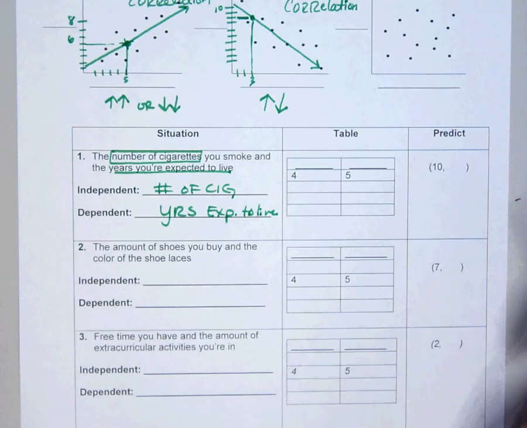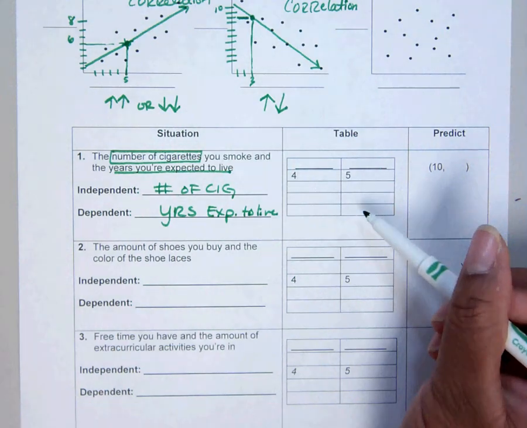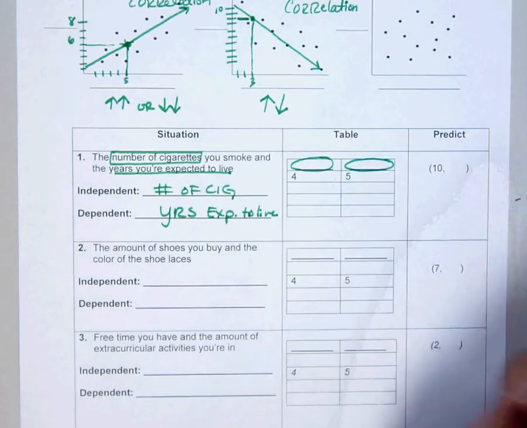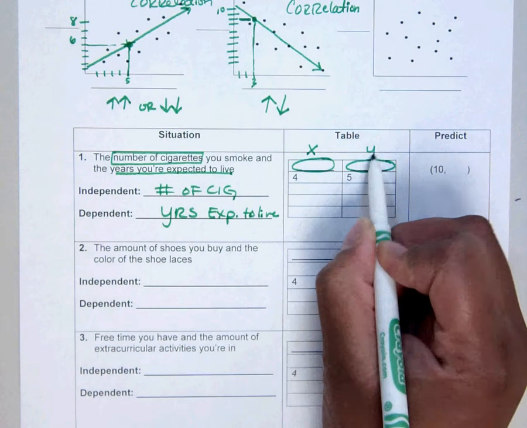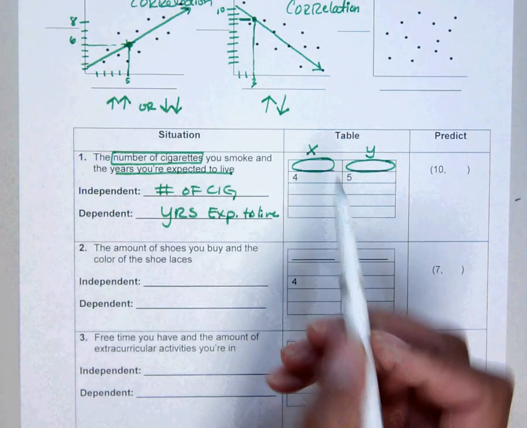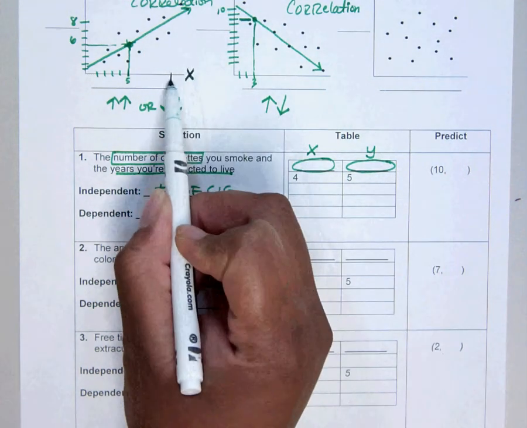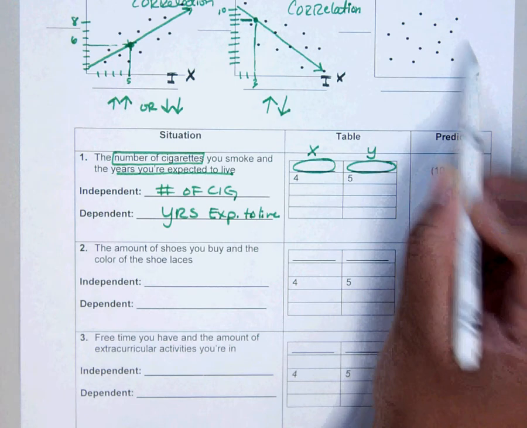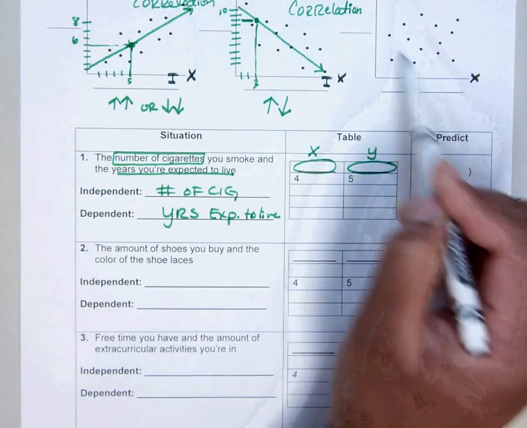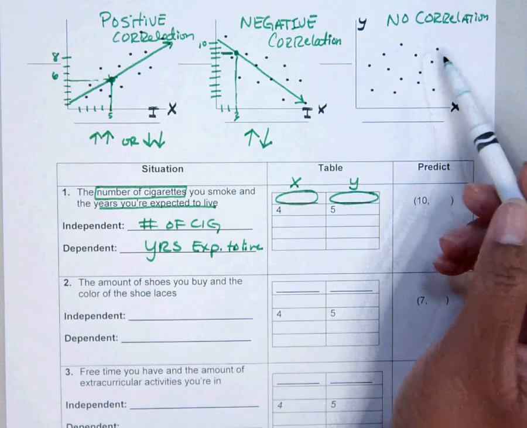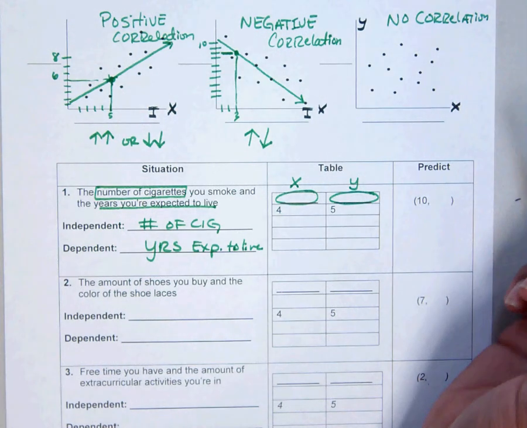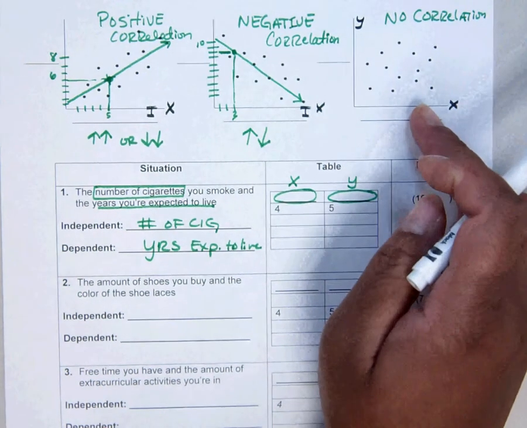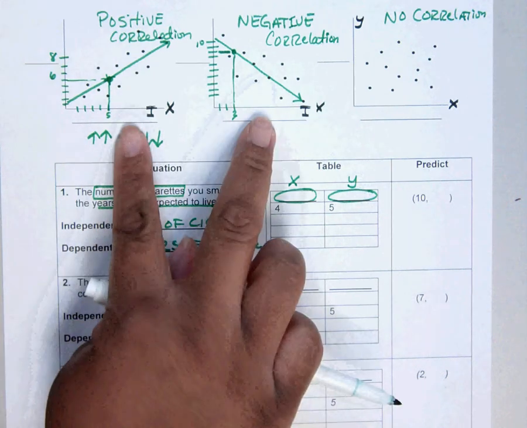So now we're going to go to the table and figure out, what do I label the first column, what do I label the second column? Well, if this is X and this is Y, and we know that X is independent because on the X-axis hangs the I. Well, for no correlation, you're not going to have independent or dependent because it's not related. Either both statements are independent or both statements are dependent. For this one, I can't say I or D because it doesn't apply to the no correlation. It only applies to these two.